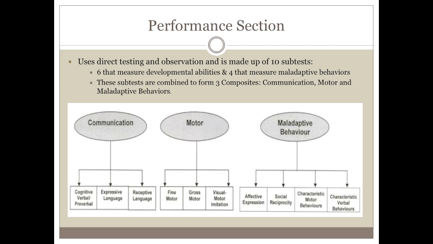As discussed earlier, there are two main components to the PEP assessment, the performance section and the caregiver report. Within the performance assessment, there are three main domain areas: communication, motor, and maladaptive behavior. Under each of these domain areas is a variety of subtests. Within each of these subtests, the PEP clearly outlines specific activities and tasks to be completed with the student. What follows is an example of some of the performance section of the PEP 3.